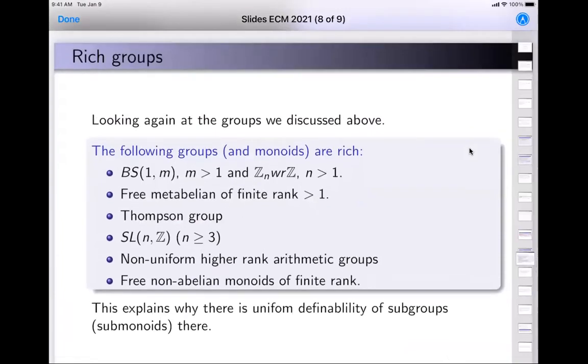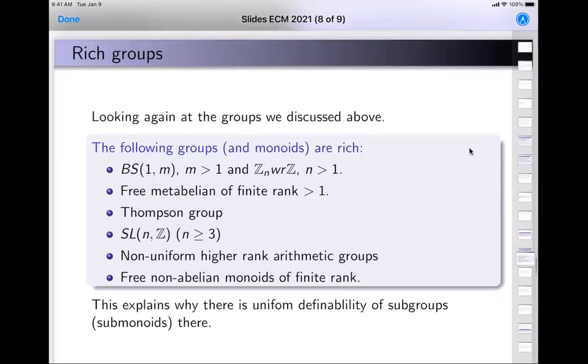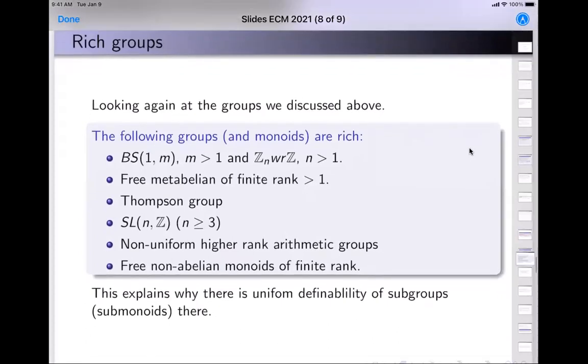The groups I mentioned above, it turns out all of them are rich. It's not just subgroups uniformly definable. No, the first order logic in these groups is equivalent to the weak second order one, and this gives you a lot of definability properties and gives you QFA, it gives you a lot of other properties as well.